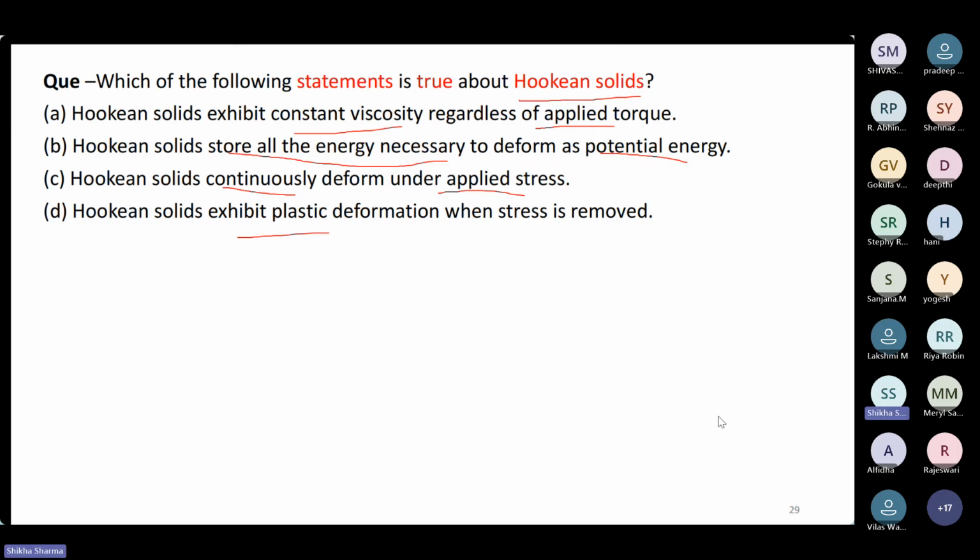Okay, C is the answer from Shivaswamy's side. Anyone who would like to answer this question, which has some different answers, or you have any doubt so far, you can also tell me right now. Okay, let's see this question.